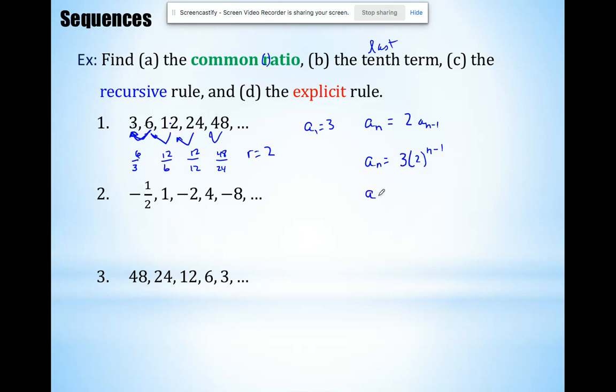So I think I'll use that for a sub 10. Two to the ninth. 512 times 3. 1, 5. Check my math on this. 1, 5, 3, 6. Okay.